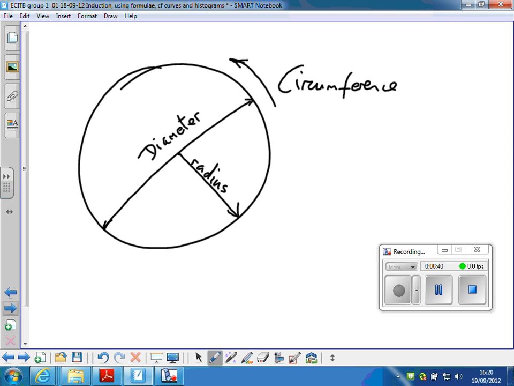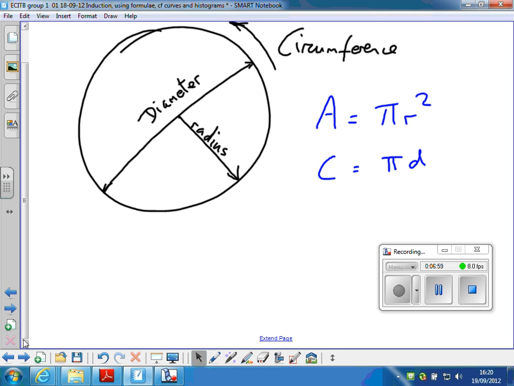Anybody know the formula for the area of a circle? Pi R squared. Circumference of a circle? Pi times the diameter. Good. Formulas I expect you to be familiar with. Given that the diameter is 3.6 centimeters, I want you to just calculate for me the area of that circle.